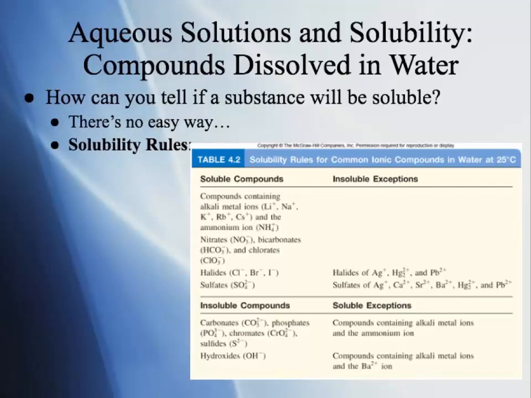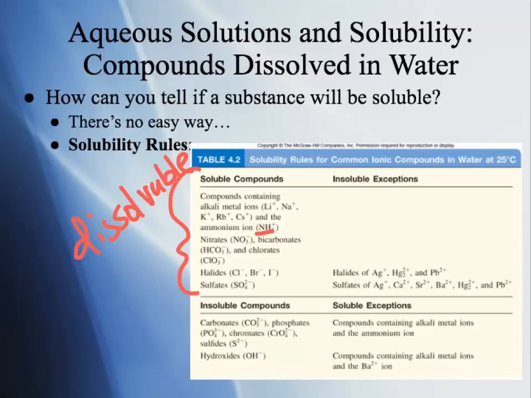If you take a look at the first part, these compounds are able to dissolve. Compounds containing alkali metals, remember those are the ones in the first group on the periodic table: lithium, sodium, potassium, rubidium, cesium, and the ammonium ion. These are always soluble, so no matter what they're hooked up with, they are going to be soluble.